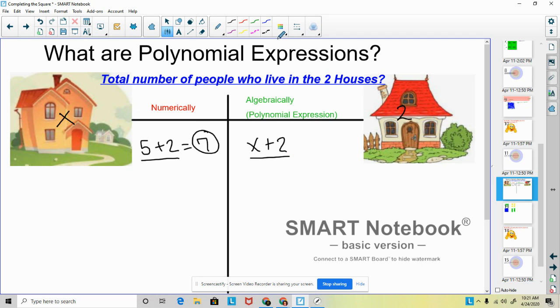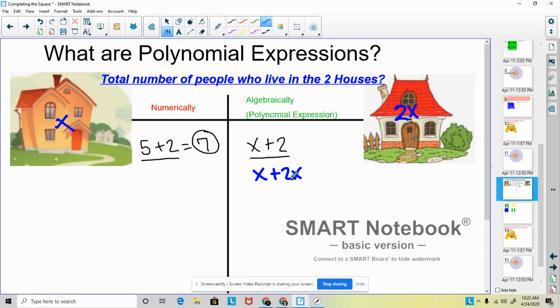Now for another example, let me change the color up here. Let's say that 2x number of people lived here, and X number of people lived here. Can you still find the total number of people who live there? Of course, but not numerically because you don't have numerical values, but you can write an expression that would represent the number of people between the two houses. That expression would be: I would take X and add that to 2X.